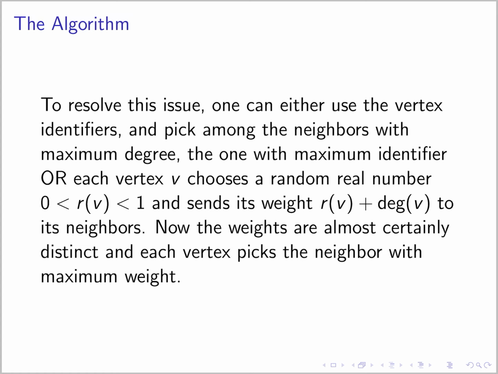One can either use the vertex identifiers and pick, among the neighbors with maximum degree, the one with maximum identifier, or each vertex V chooses a random real number R of V between 0 and 1 and sends its weight, which is R of V plus degree of V, to its neighbors. Now the weights are almost certainly distinct, and each vertex picks the neighbor with maximum weight.